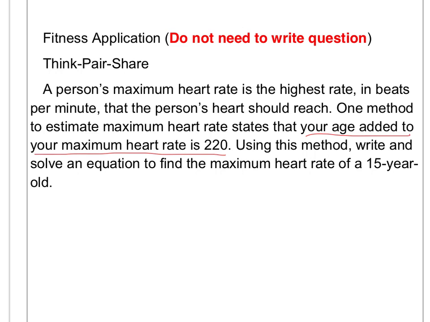So it asks you to use this method, write and solve an equation. We have to know what we're finding. So we are to find the maximum heart rate. So that's what we don't know of a 15-year-old. The things that we do know is this: the age of the person is equal to 15 years.